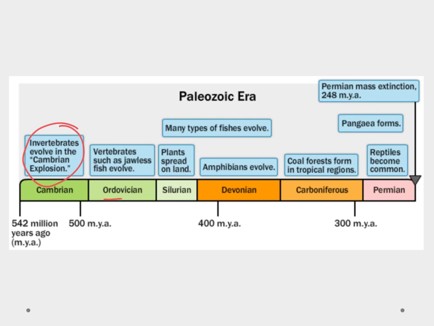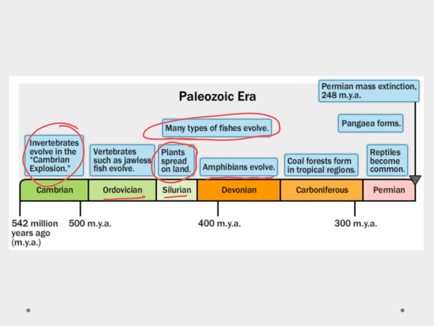In the Ordovician period, we saw jawless fishes evolve, and we started to see the first vertebrates coming as well. In the Silurian period, it's noted that we had plants that started to spread on land, and then we also had amphibians come during the Devonian. And during this period of time, we also had many different fishes evolve, including the cartilaginous fishes, our sharks, and things of that nature.